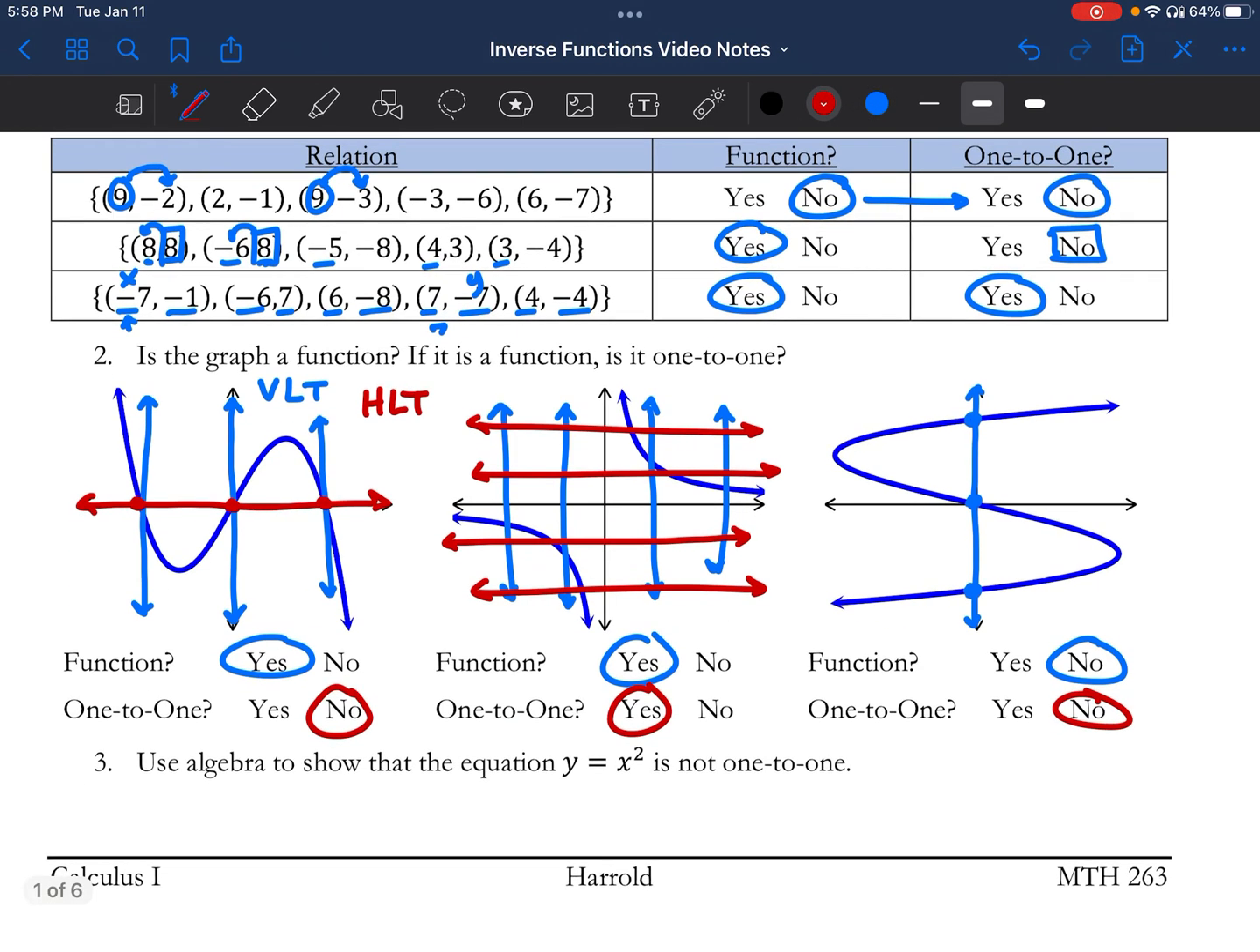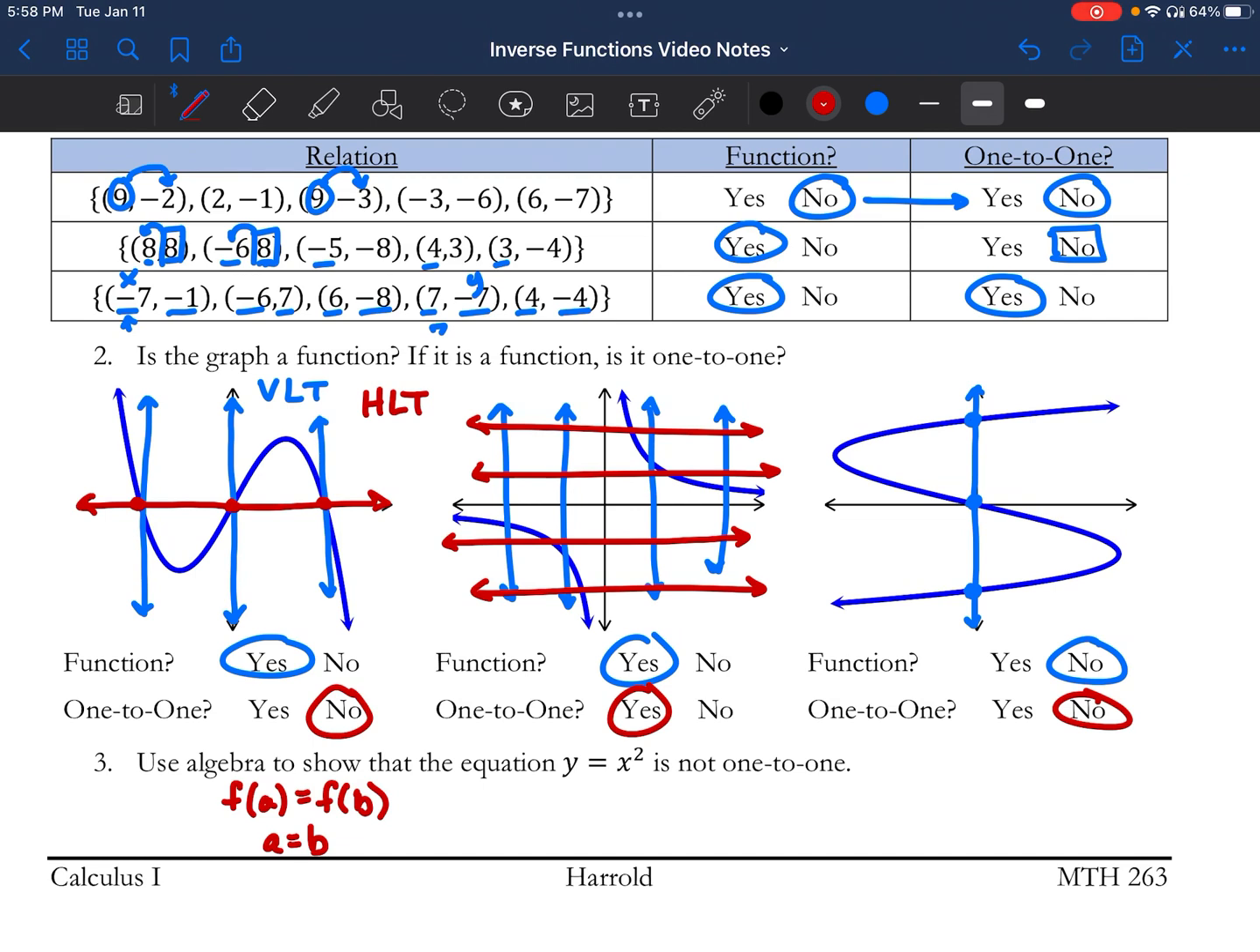The last thing that I want to do is use algebra to show that the equation y equals x squared is not one-to-one. So what I want to do is check the idea that if I have 2 different values for a and b, 2 different x values, and I plug those in and get the same y value, then a and b actually do have to be the same number. Is it possible to have the same y value from 2 different x's? And so I'm going to use algebra this way.